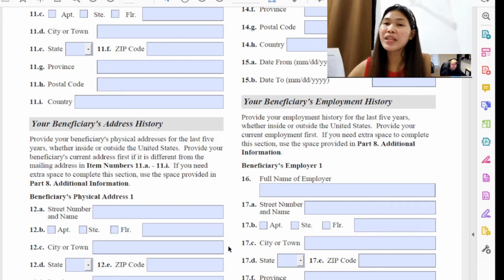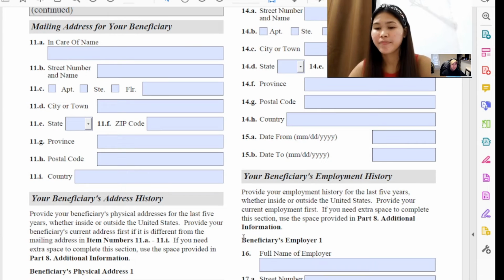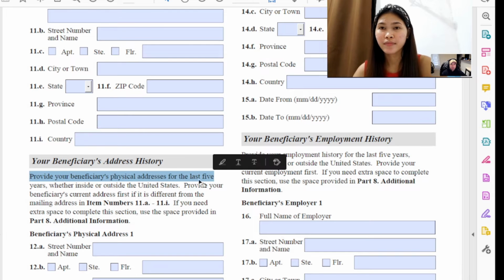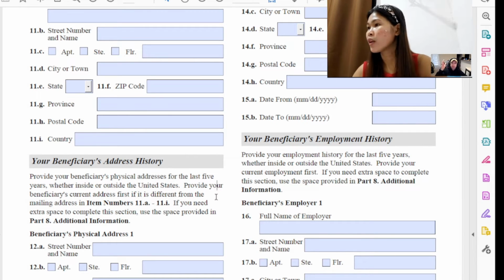But what I put is the same address. That's fine to do because your mailing address is the same as your physical address. You will put the same address. Correct. So now we're talking about your beneficiary's address history, which she was just talking about. If you've lived anywhere else, and it always says here, guys, at the top, for the last 5 years, whether inside or outside of the U.S., you need to provide that information.